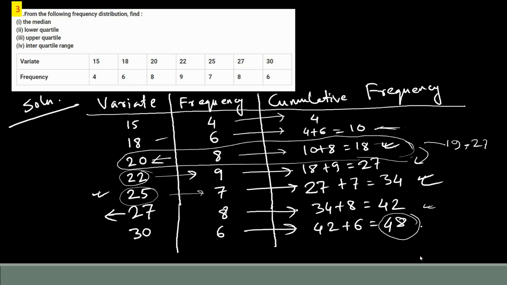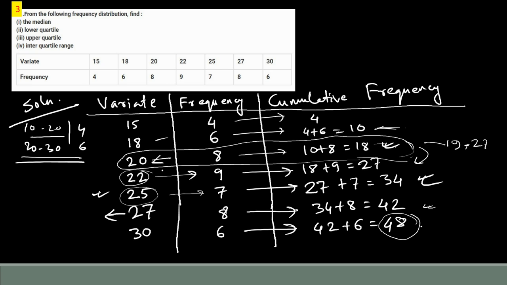Here we do not have any graph, we did not use a graph. Actually, you generally have to use a graph when they give you a range. Like let's say they give you 10 to 20 the frequency is 4, 20 to 30 the frequency is 6. This time it is more appropriate to use a graph, okay?